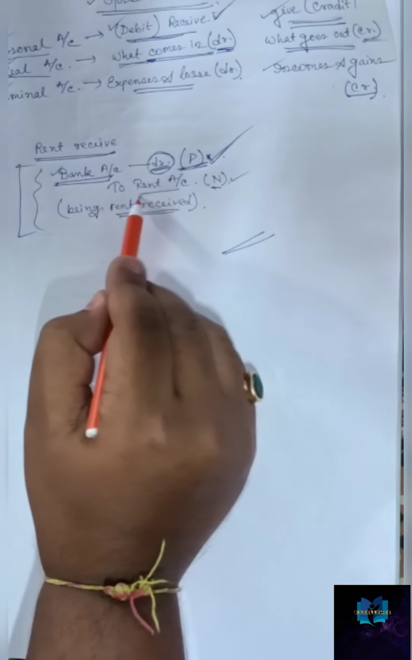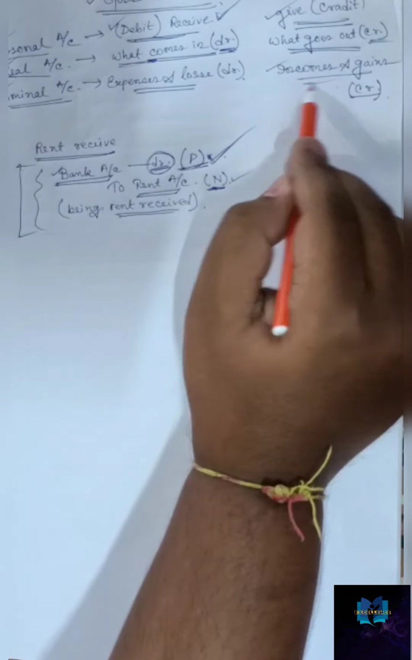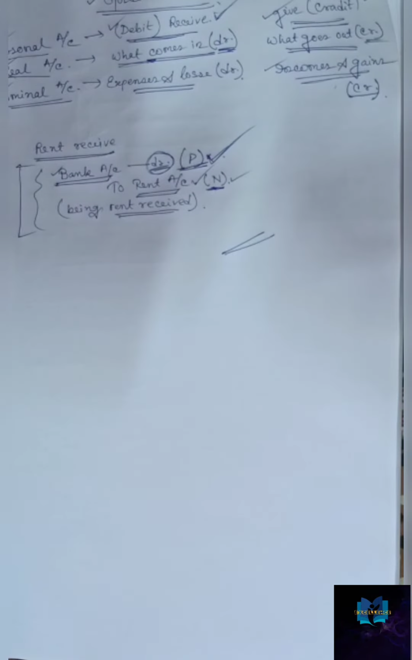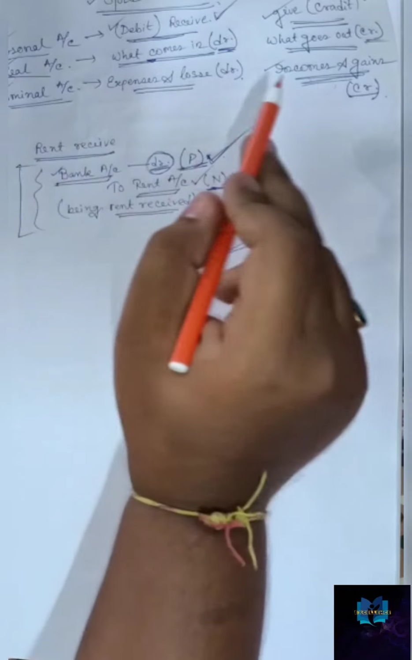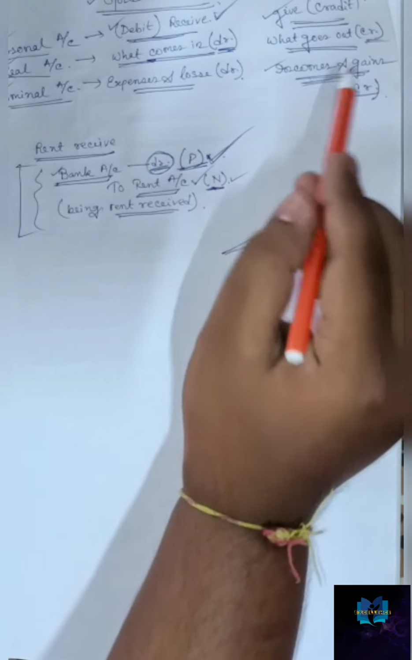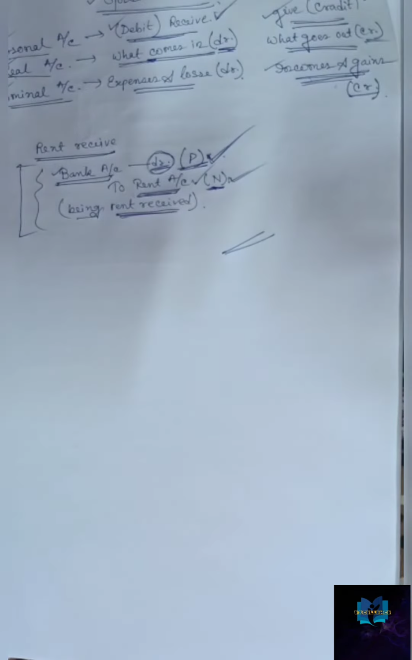And the rent is income to the person who is receiving the money. As rent is a nominal account, income and gain will be on the credit side according to the golden rules. Golden rules say nominal account will credit all the incomes and gains. So as rent is a nominal account, it will be on the credit side, and in the narration we will write being rent received.